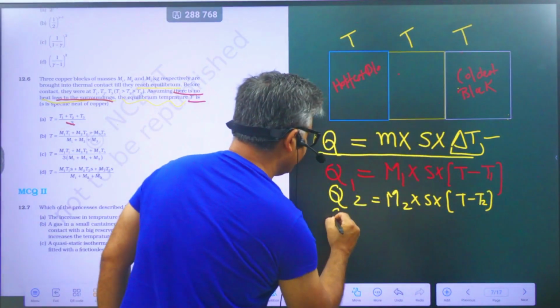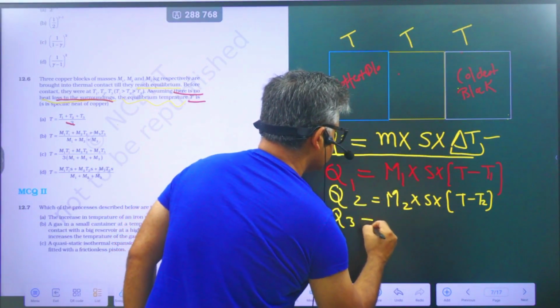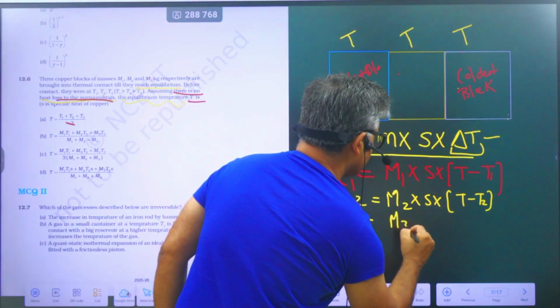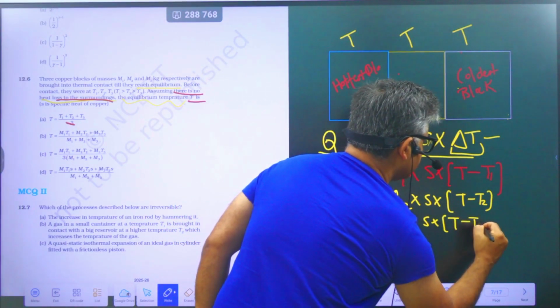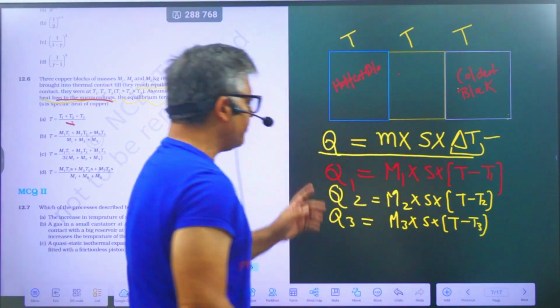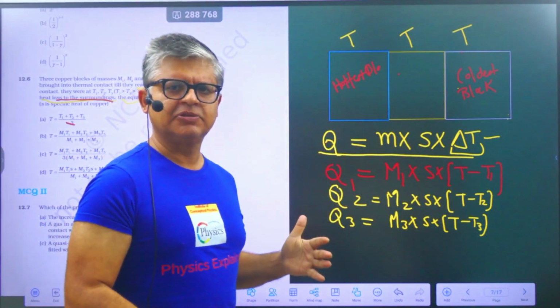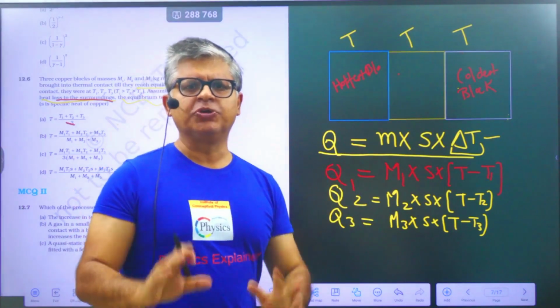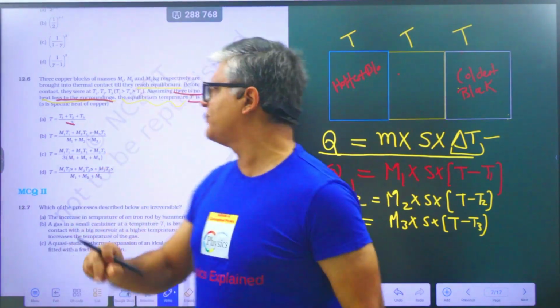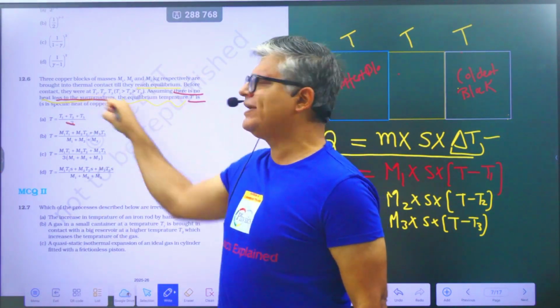And similarly, for the third block, it is equal to M3 multiplied by S multiplied by T minus T3, right? So the heat exchanged by blocks 1, 2, 3 has been put to you. We have still not used the fact that there is no heat loss to the surrounding.